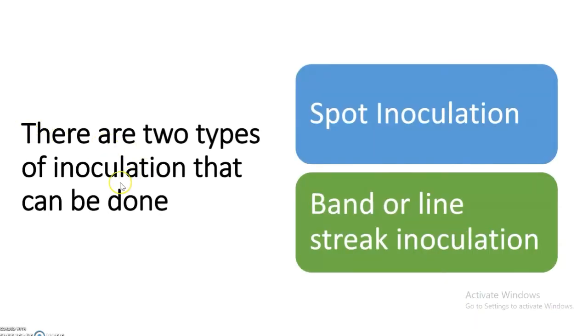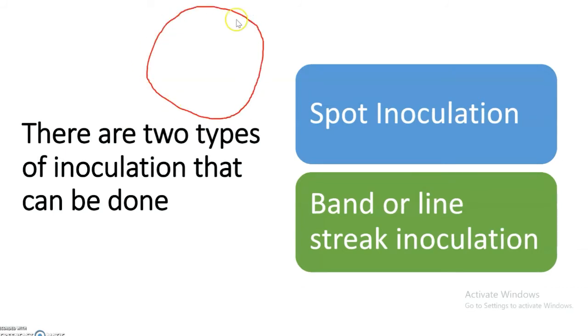There are two types of inoculation that can be done. One is spot inoculation and the other is band inoculation. As from the name, spot inoculation, you just have to spot the inoculum on the DNase agar. For example, this is a DNase agar.